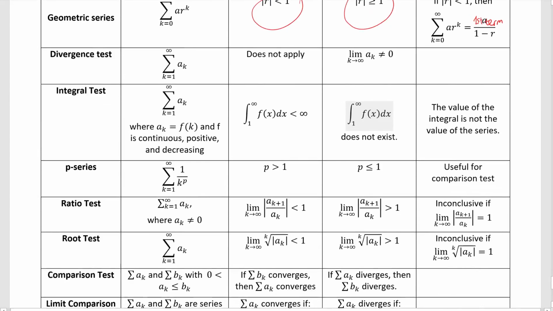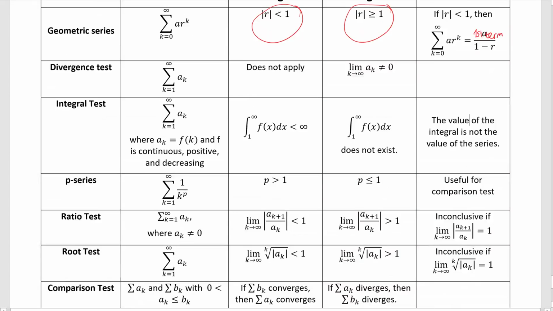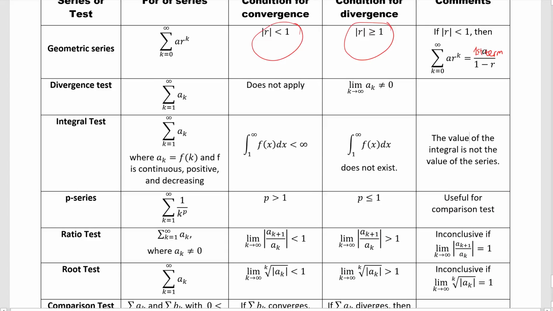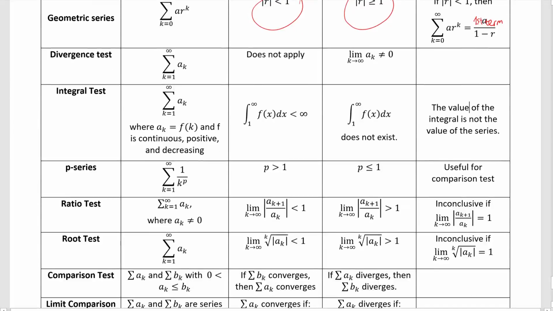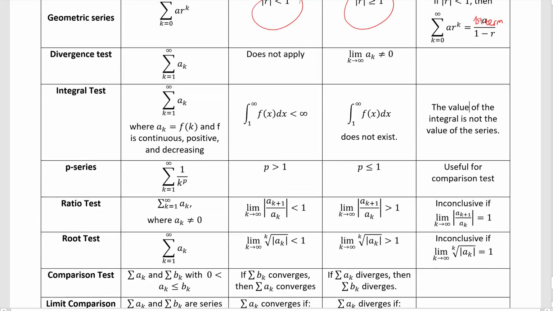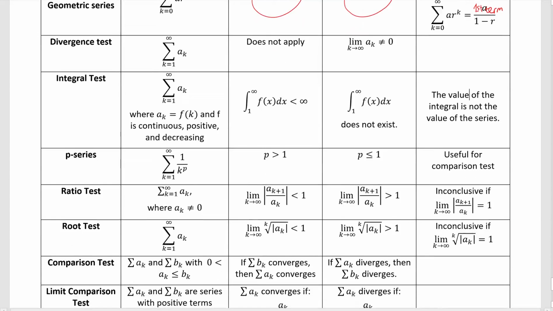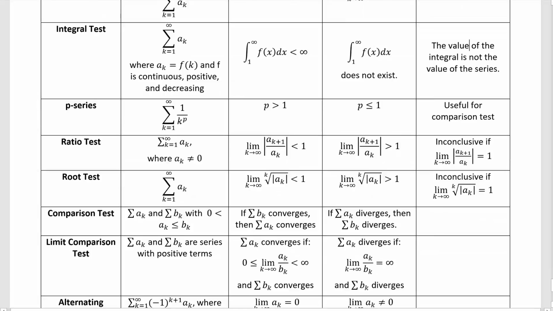And then for each test, we talk about the divergence test. That's why the first step, you always compute the limit of the sequence. If it's not 0, then the series diverges. But if the limit of the sequence is 0, then we go to the second step, where you look at all the other tests: the integral test, ratio test, root test, and comparison test.